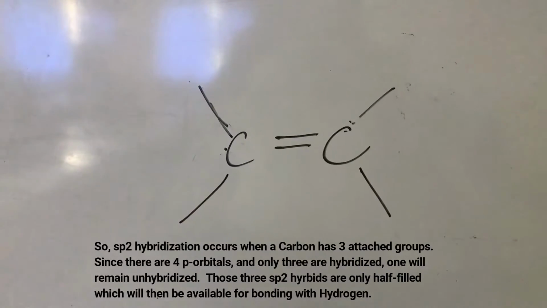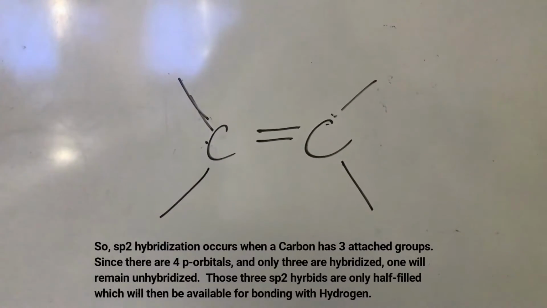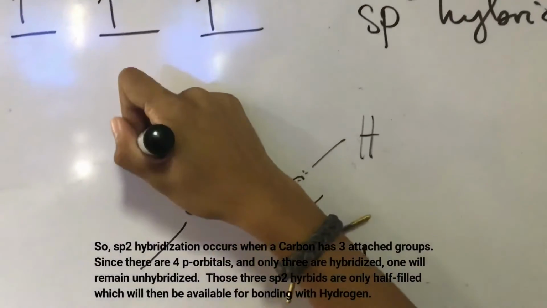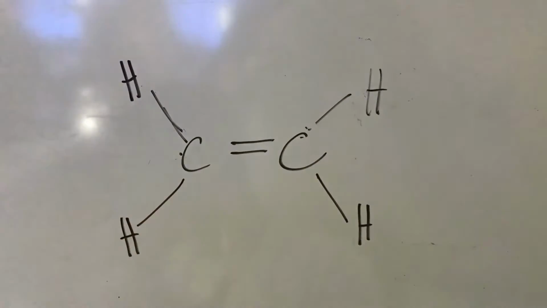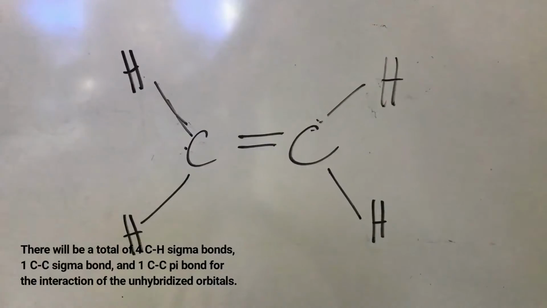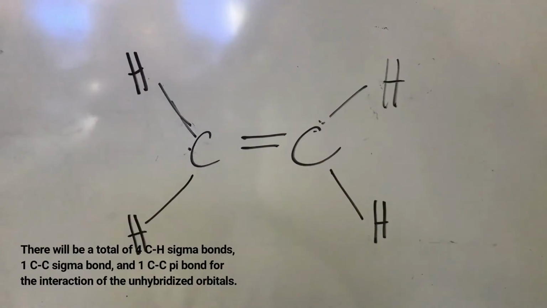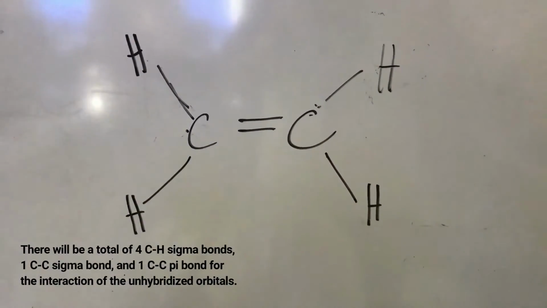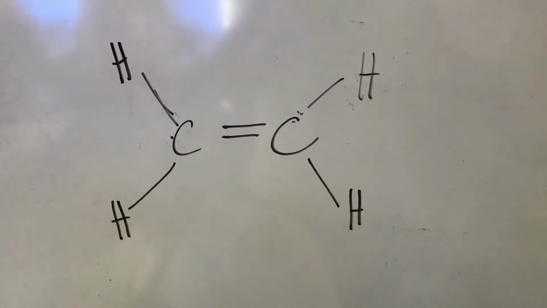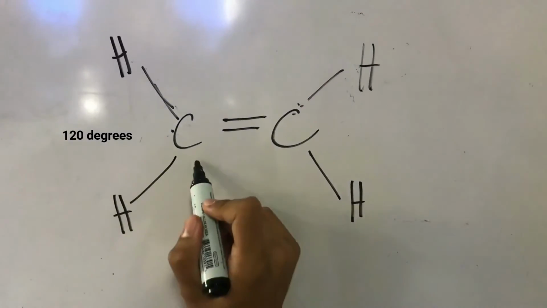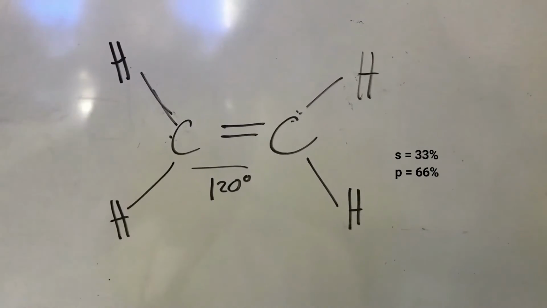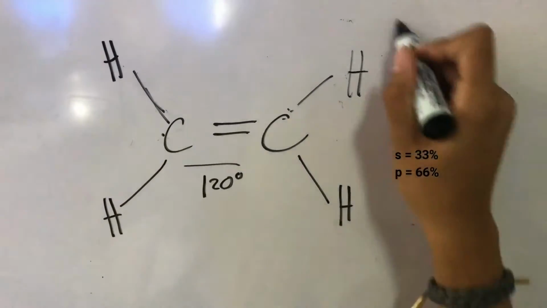Those three sp2 hybrids are only half-filled, which will then be available for bonding with hydrogen. There will be a total of 4 C-H sigma bonds, 1 C-C sigma bond, and 1 C-C pi bond from the interaction of the unhybridized orbitals. The angle formed is 120 degrees. The s character will be 33% and the p character will be 66%.